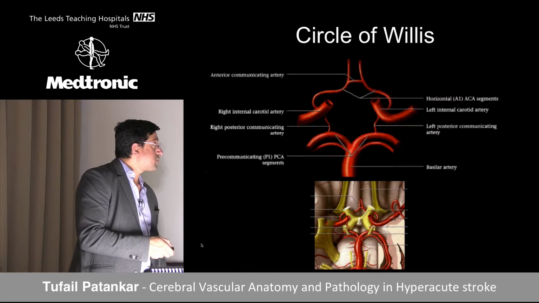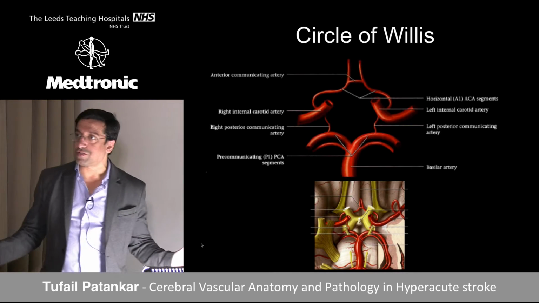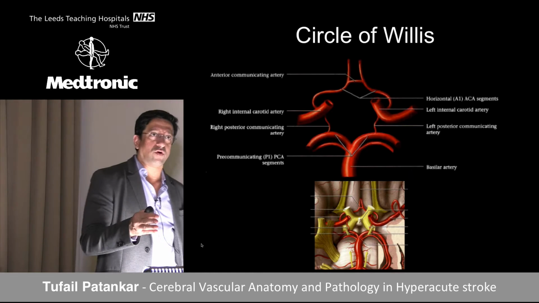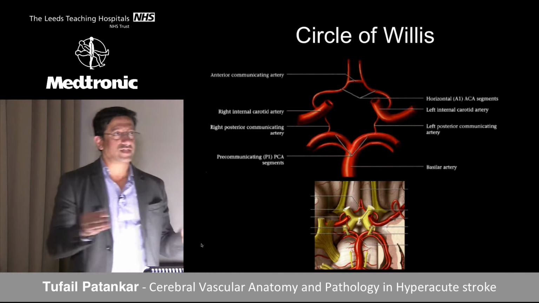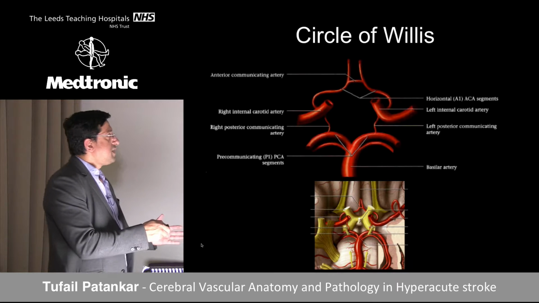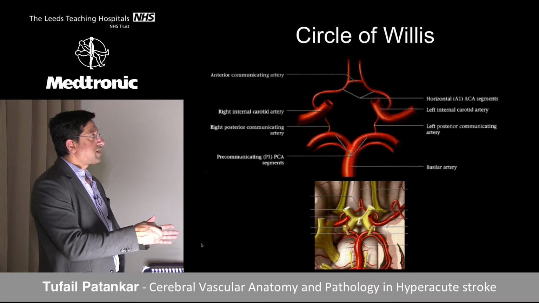So circle of Willis, quick word. Why is it important? Because all of us who are going to treat strokes, we need to understand the hemodynamics of the flow. We need to know how the flow is from the front to the back to the front. You got a basilar artery. So the connection of the anterior circulation to the posterior circulation is the PCOM.